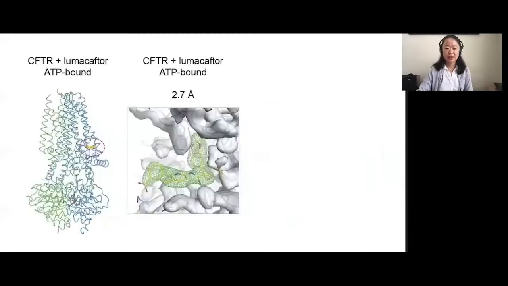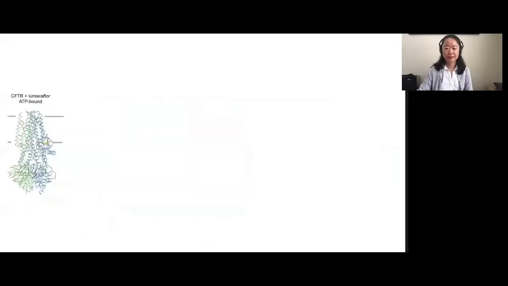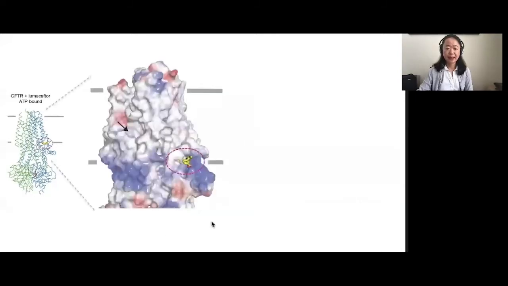A higher resolution structure, 2.7 angstrom, was determined using phosphorylated CFTR in the presence of ATP. In this case, you can see high quality density that fits very well with the chemical structure of lumacaftor. So the binding site is located at the interface of the membrane and the cytosol, which I'm showing here. So this is where the lumacaftor will bind.